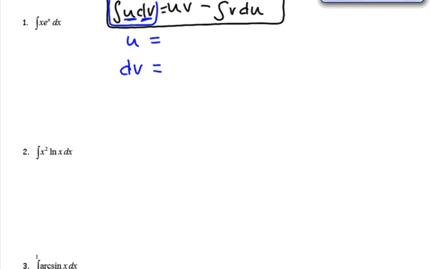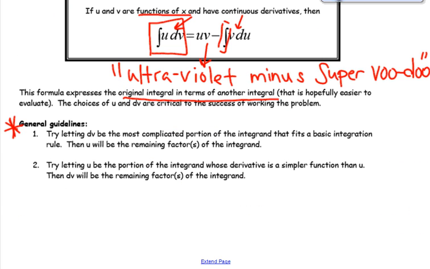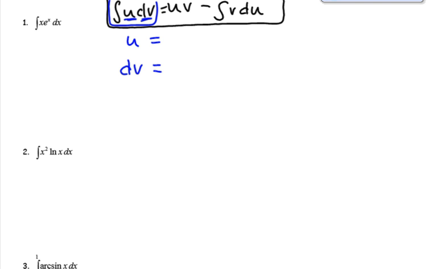Okay, so the u piece, if you go back to the first page, it says in part 1, try letting dv be the most complicated portion of the integral, and in another guideline, try letting u be the portion whose derivative is a simpler function than u. Okay, so if we kind of go by those guidelines, we would let u be something that has a simpler derivative, and dv is more complicated. If I follow those guidelines, u would be the x, and then whatever's left over that includes the dx, that's the dv piece. So dv will always include the dx from the original problem.